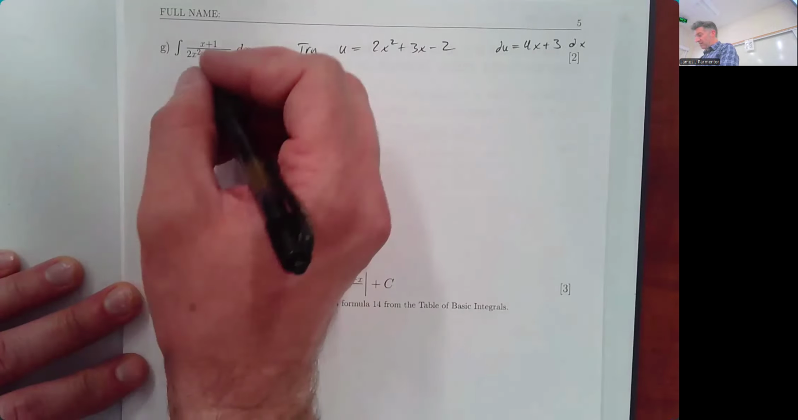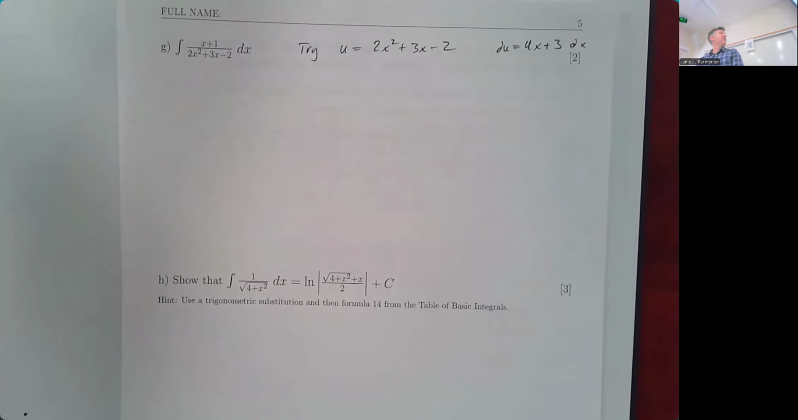So instead, well, that doesn't look great. It doesn't look great at all. Because if I was going to use partial fractions, it looks like it might meet the criteria. It's a rational function. The degree on top is smaller than the degree on the bottom. Does the bottom factor?